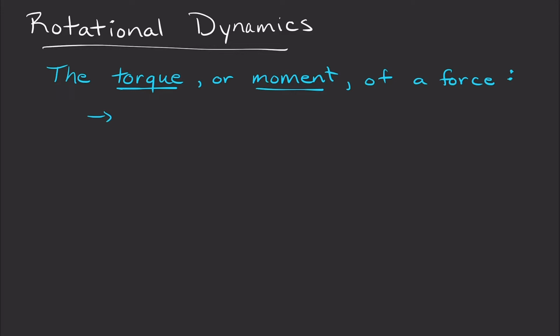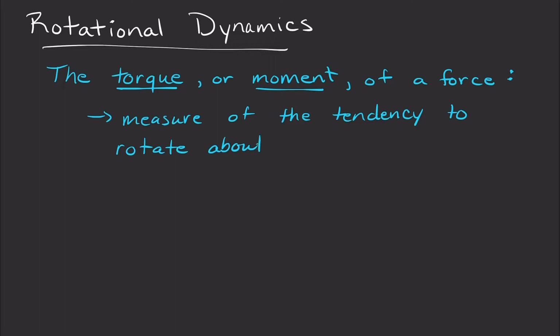is a measure of the tendency of that force to cause rotation, or to rotate about some axis. Okay, so for example, we're going to consider a rod. We're still talking about rigid bodies. If we want this rod to rotate about some pivot point at this pin, then we need to apply a force.